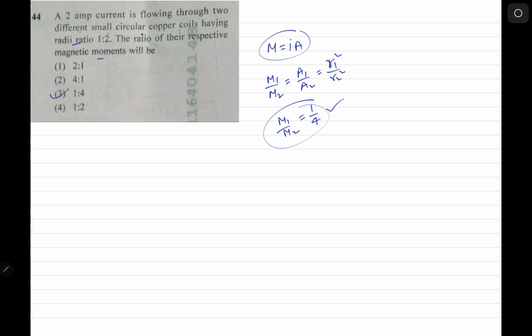Hope you understood. Let's move to the next question. This is the last question of NEET 2025, and I personally feel this is a tough question if we keep NEET level in mind. This was the only question I found very difficult in the paper, as per NEET level students. So let's start this question, the last question of NEET 2025.